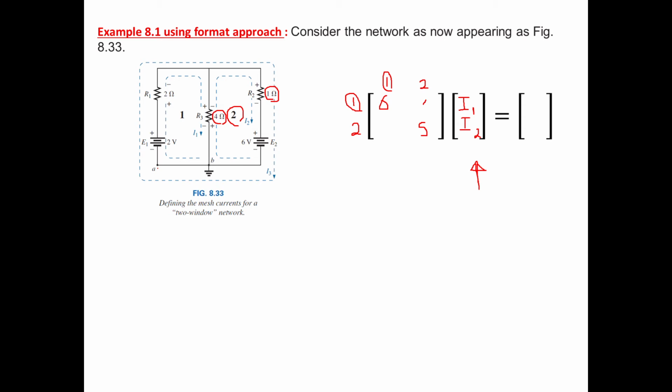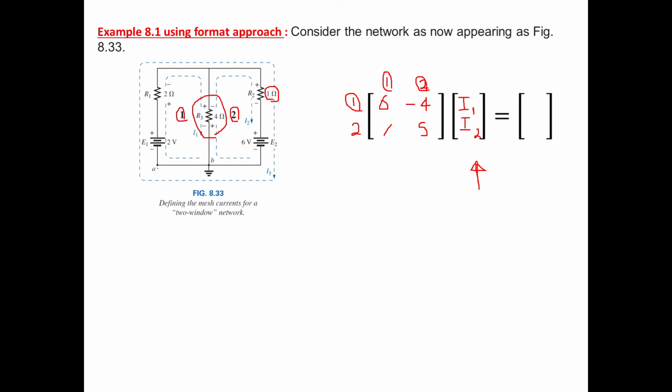Now we are going to fill this element. What is this element? First loop and second loop. Is there any resistance which is common to both the loops? Yes, this resistance is common to loop 1 and loop 2. So what does the rule say? Negative of the resistance. So here we are going to put a negative sign, minus 4, because the rule states negative of the resistance.